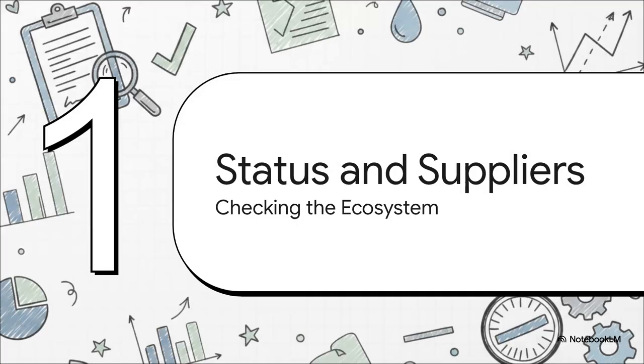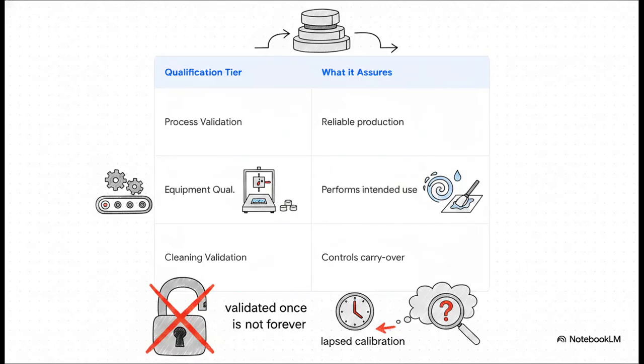All right, Section 3, status, stability, and suppliers, checking the ecosystem. Within this ecosystem, each tier supports the one above it. Process validation proves you can make the product consistently. Equipment qualification ensures your tools perform exactly as intended. And cleaning validation controls carryover on shared equipment to prevent cross-contamination.